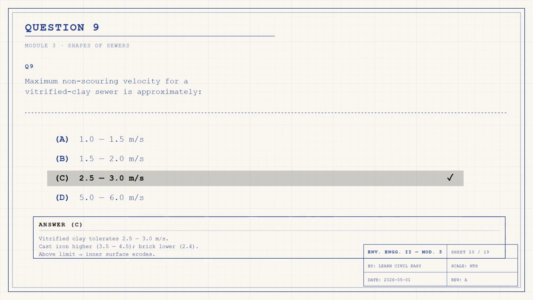Question 9. Maximum non-scouring velocity for vitrified clay. The correct answer is C, 2.5 to 3.0 meters per second. Vitrified clay is moderately hard. Cast iron tolerates higher, around 3.5 to 4.5. Brick masonry tolerates lower, around 2.4. Above the limit, the inner surface erodes.